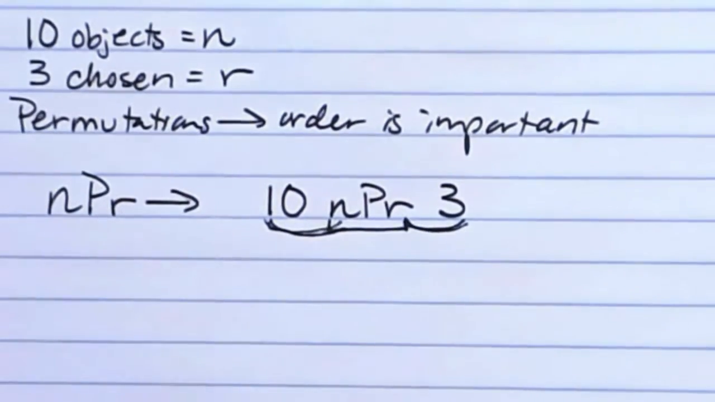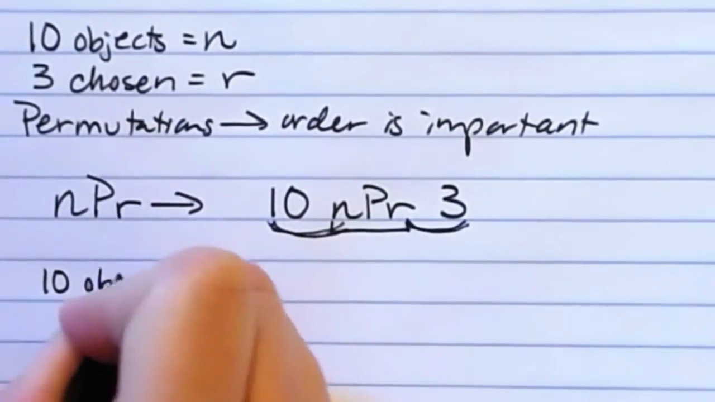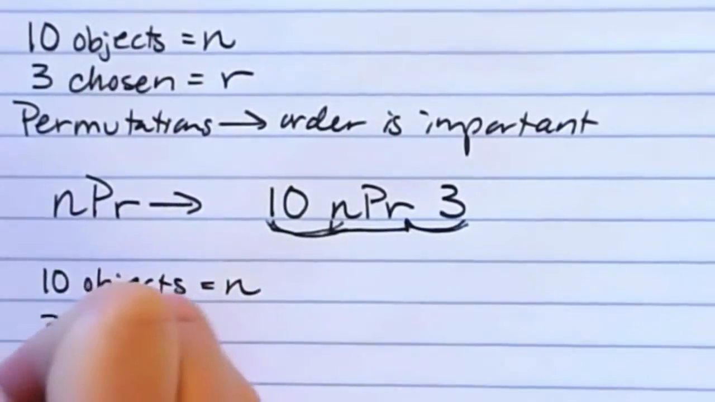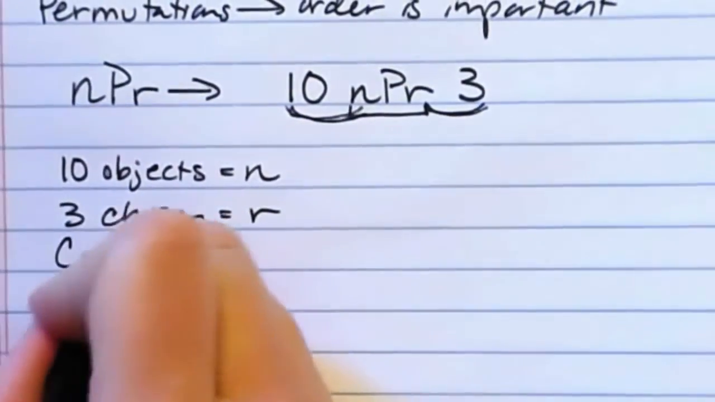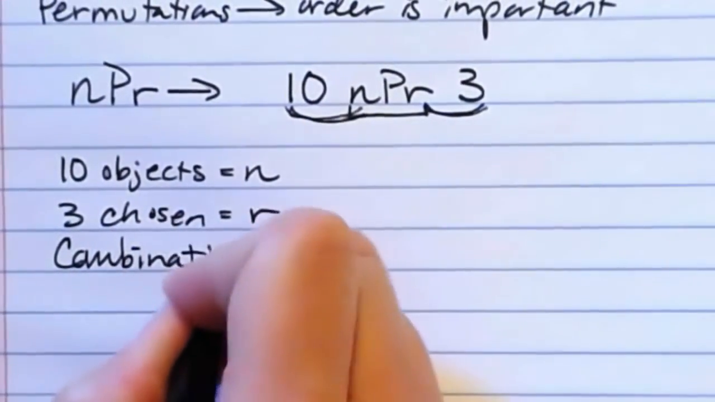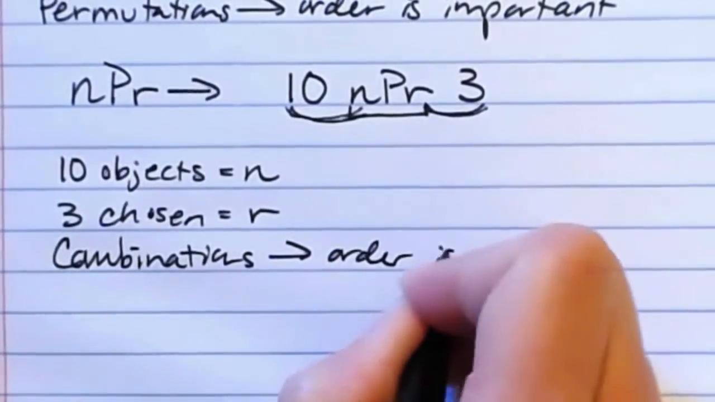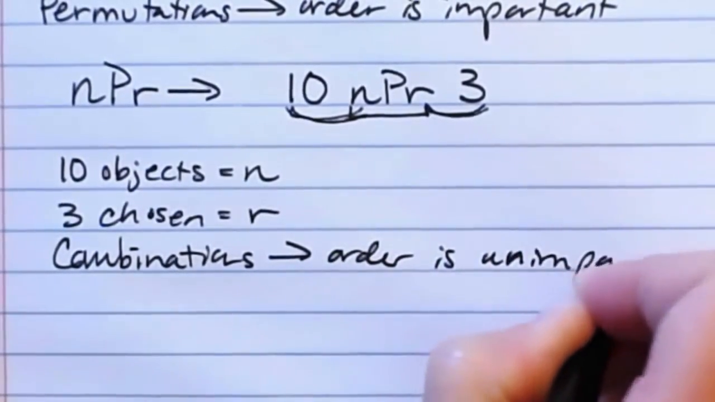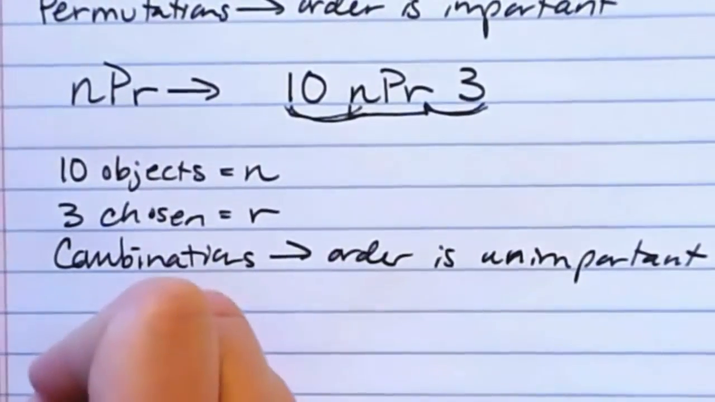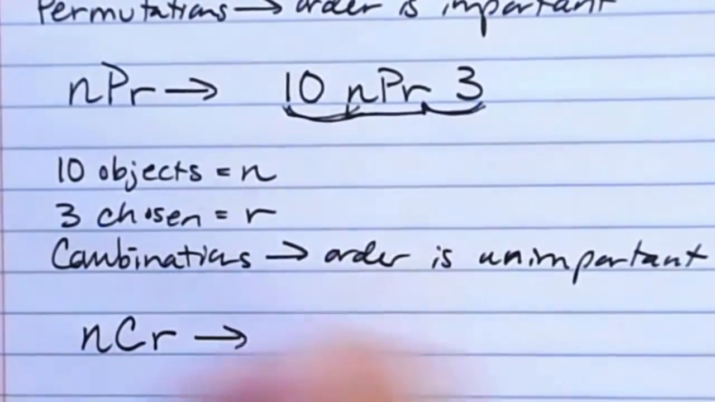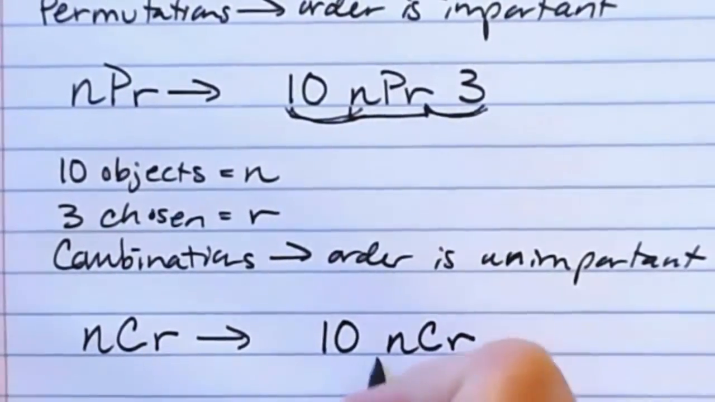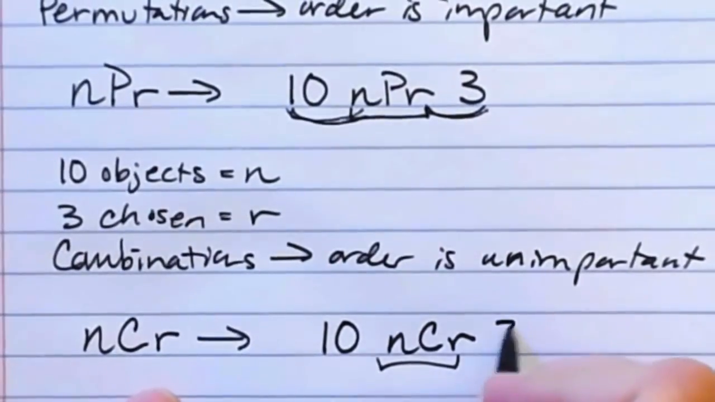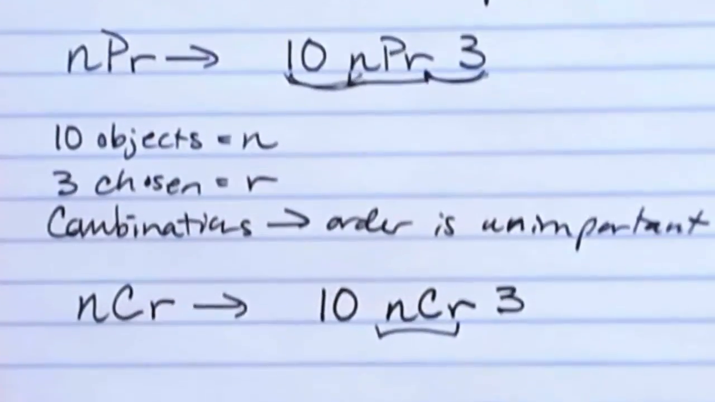Now, if this had been combinations rather than permutations, and we still had, say, our 10 objects as our N, and 3 chosen as our R, but let's say this time we're going to use combinations because order is unimportant. We'll be using the nCr command, and it works just the same way. You'll put the N in first, then you'll select the calculator's nCr command, then you'll put in the R, the 3, and you'll run it from there.